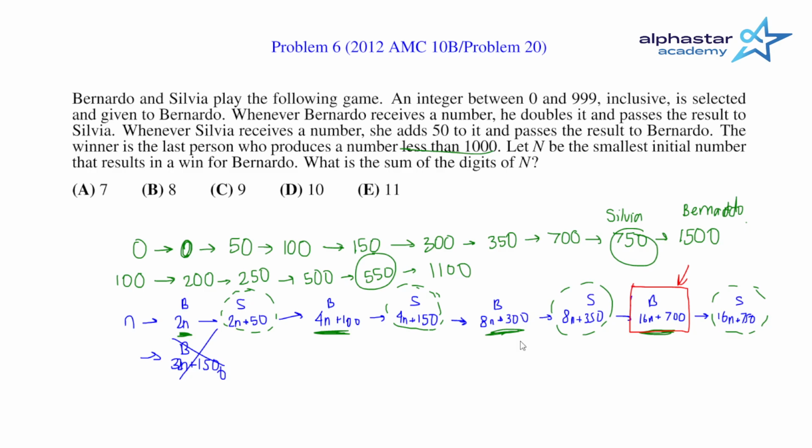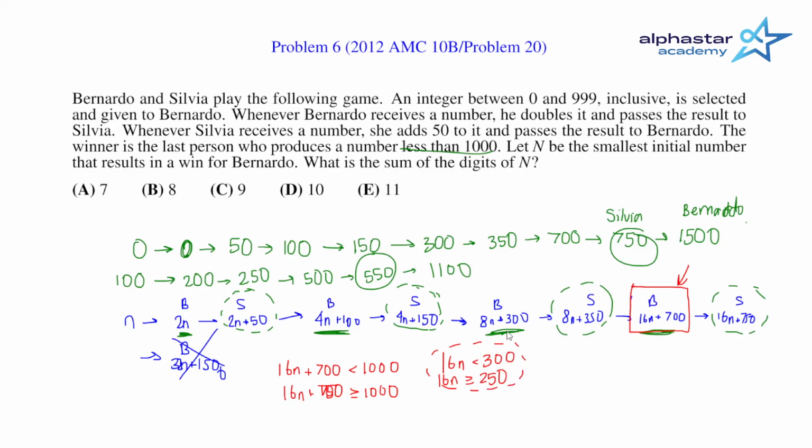For this case, we need the following condition. 16n plus 700 is less than 1000. However, 16n plus 750 is greater than or equal to 1000, in which case Bernardo wins. Well, this just tells us that 16n is less than 300, but 16n is greater than or equal to 250. So as long as we satisfy these two, that is a qualifying n.